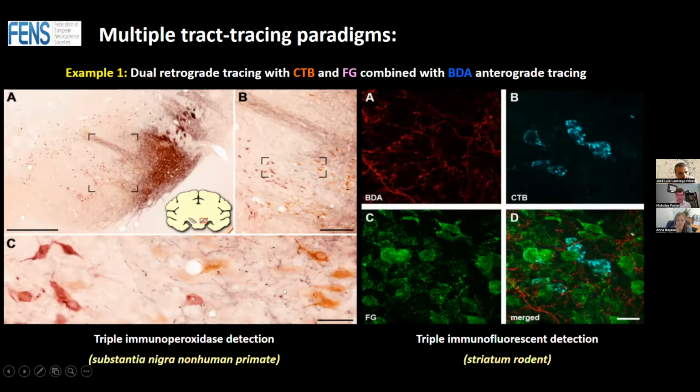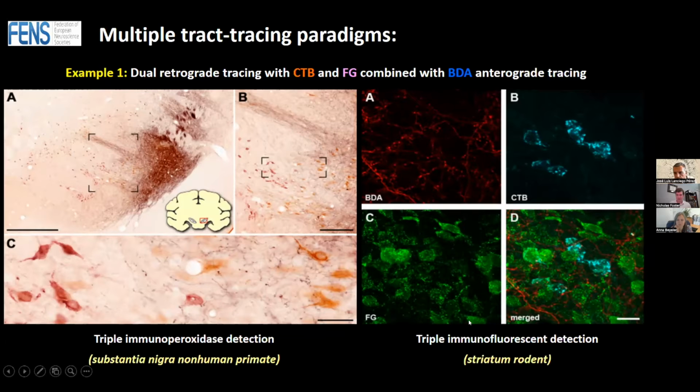So this is a dual tracing paradigm. These neurons are receiving fibers coming from the internal division of the globus pallidus, which has been labeled with BDA. It's a typical example of triple immunoperoxidase stain with 3 different chromogens: DAB, nickel-enhanced DAB, and VIP from Vector. This is the fluorescent correlate.